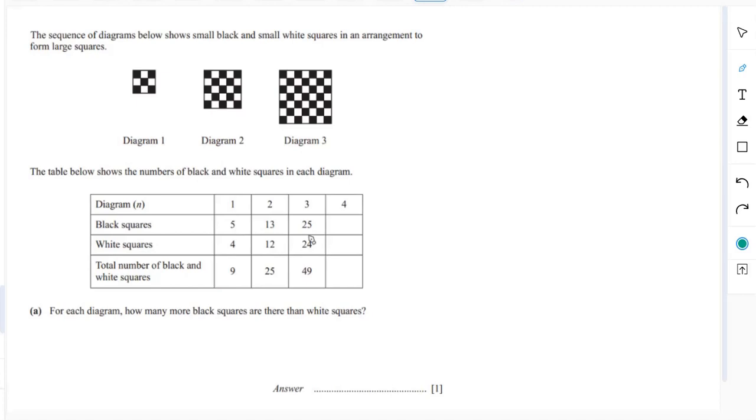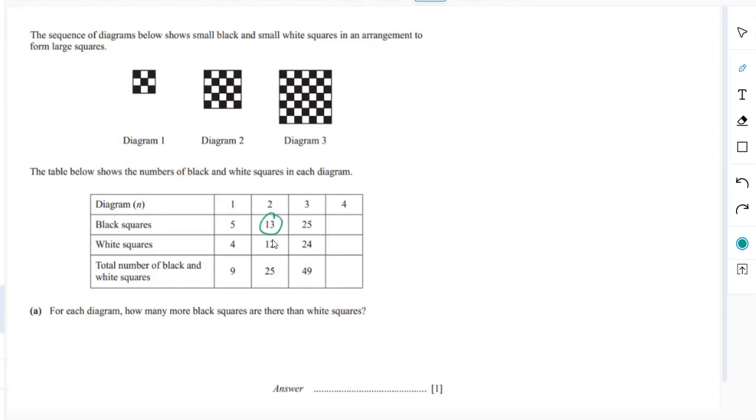Now, first of all, it says for each diagram, how many more black squares are there than the white squares? For each diagram, how many more black squares are there than the white squares? देखिए black squares कितने हैं? यहाँ पे 5 थे, इधर कितने हैं? 4. 1 का डिफरेंस है.